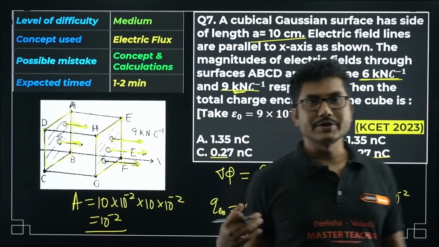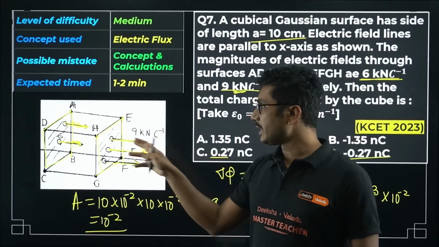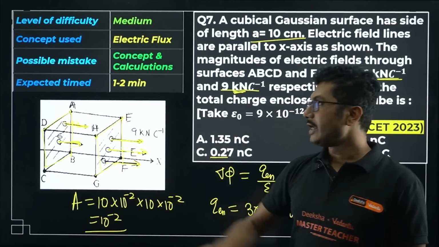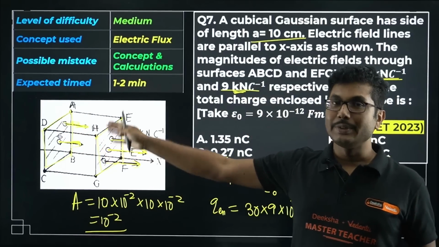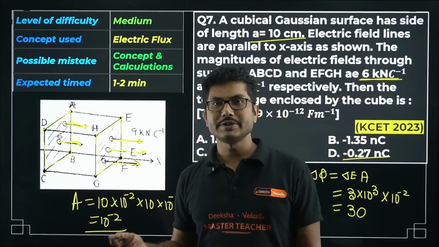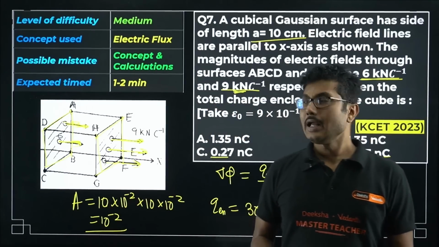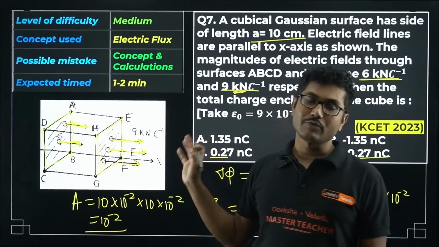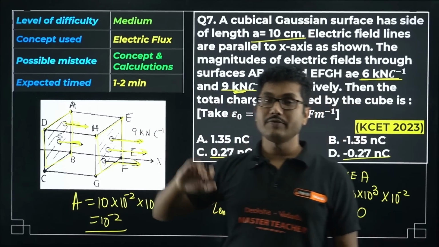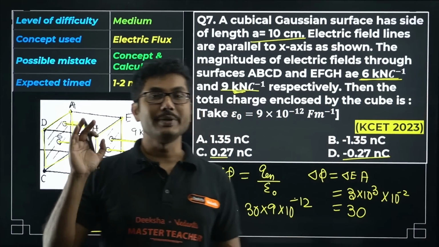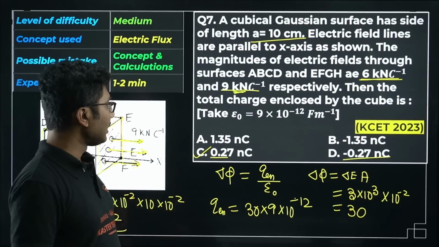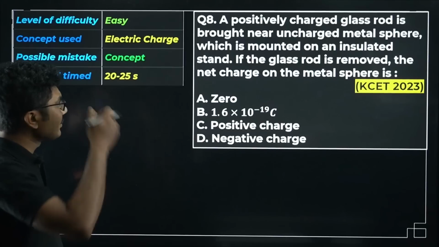Outgoing flux is more means definitely something inside is increasing the flux. That means it is a positive charge. If incoming flux is bigger than the outgoing flux, that means it is a negative charge situated inside. So if outgoing flux is more, it will be positive. If outgoing flux is less, it will be negative. So the correct answer in this case is option C. Okay, clear? Now next question.